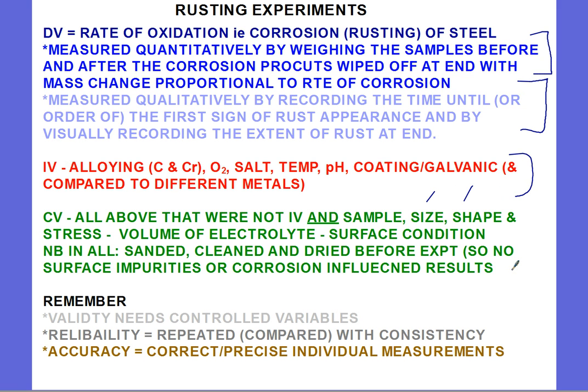Remember, for all experiments, validity means you have controlled variables, reliability means you repeat it with consistency, and accuracy means you use correct or precise individual measurements.